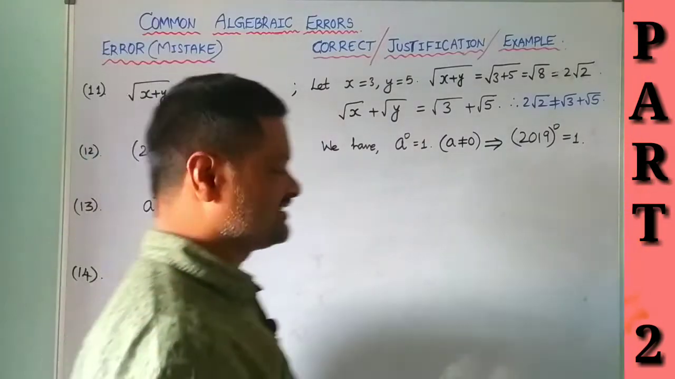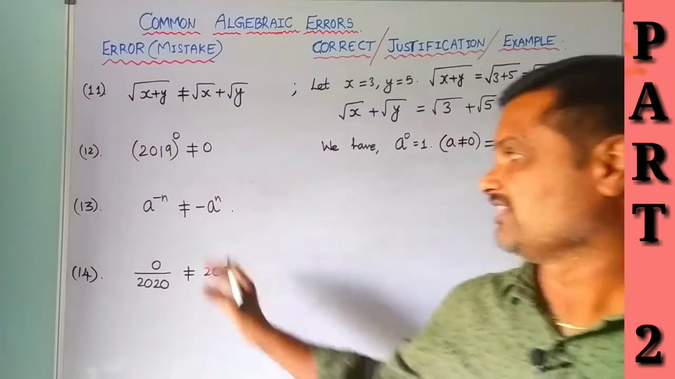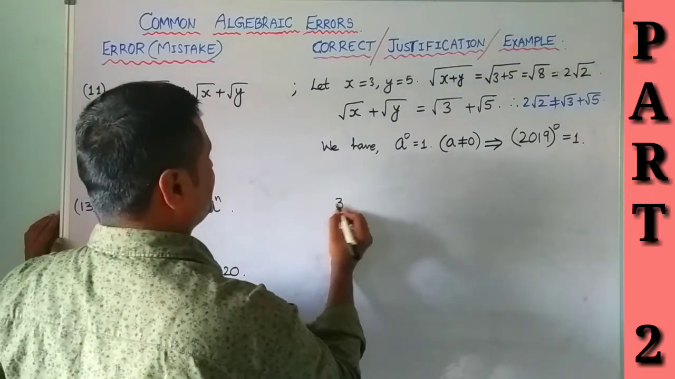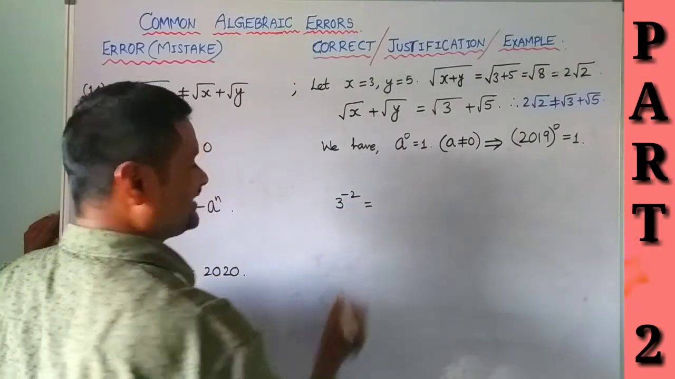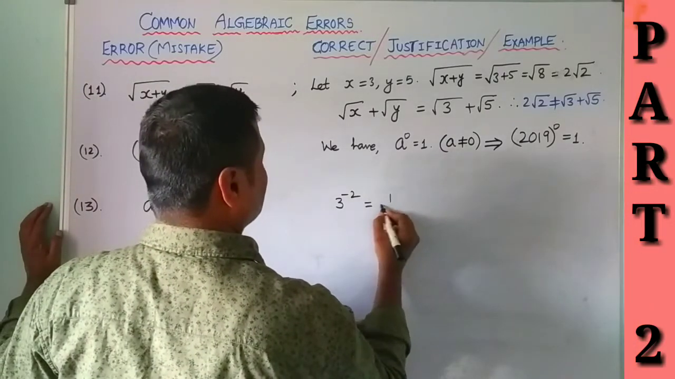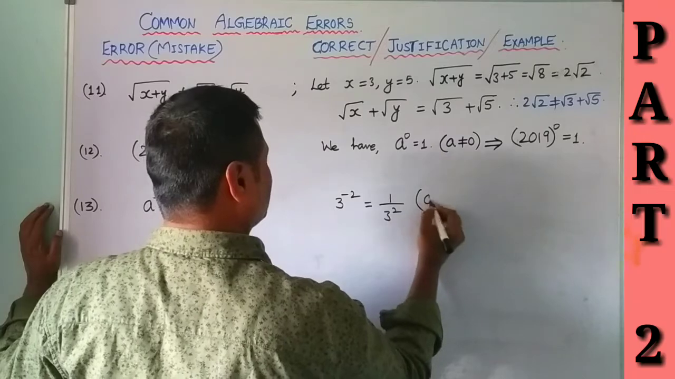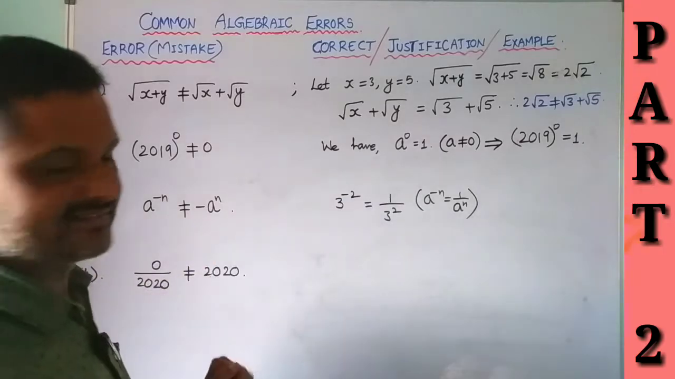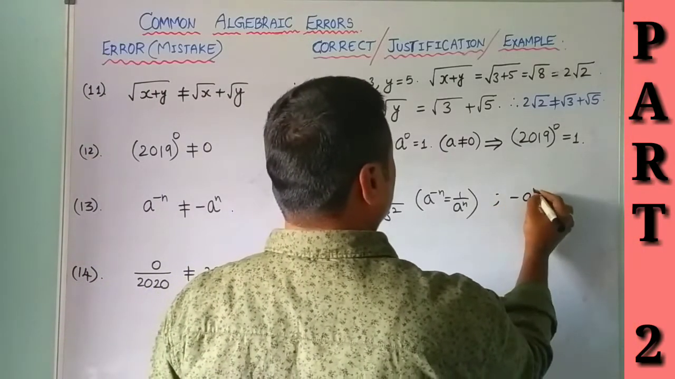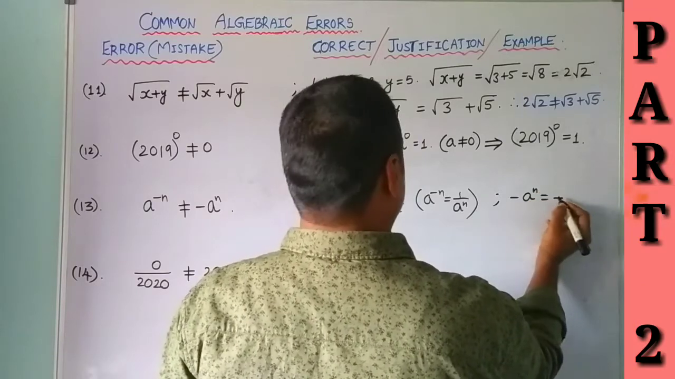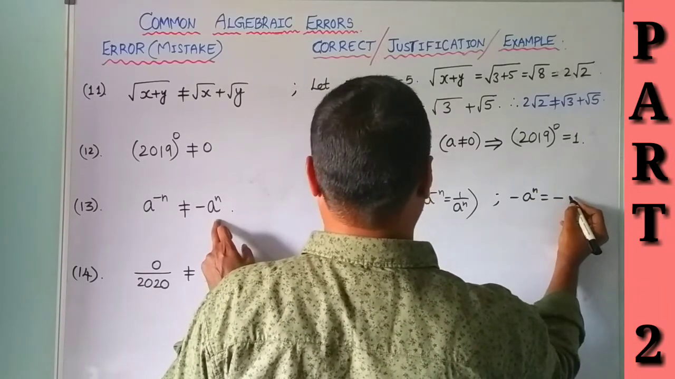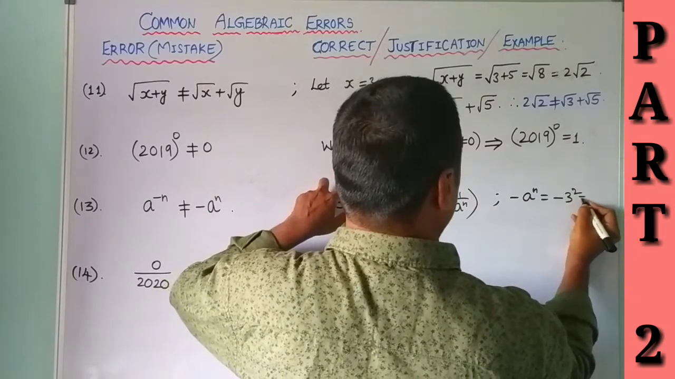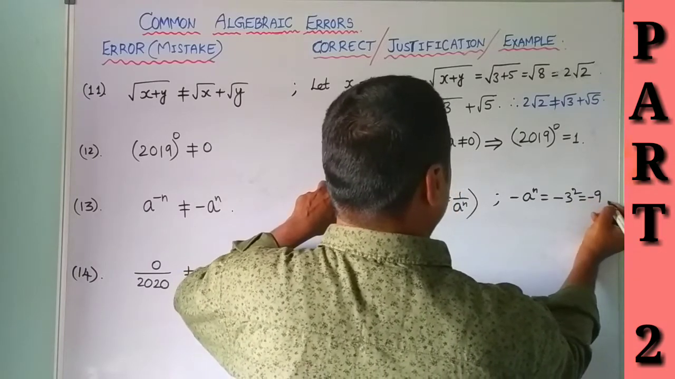Next, a power minus n is not equal to minus a power n. So be aware of this. Let us check it now. Consider here 3 power minus 2. I can write here 1 by 3 square, since a power minus n is equal to 1 by a power n. This is nothing but my LHS. What is our RHS? Minus a power n, here a is 3 and n is 2. So minus 3 square is nothing but minus 9.